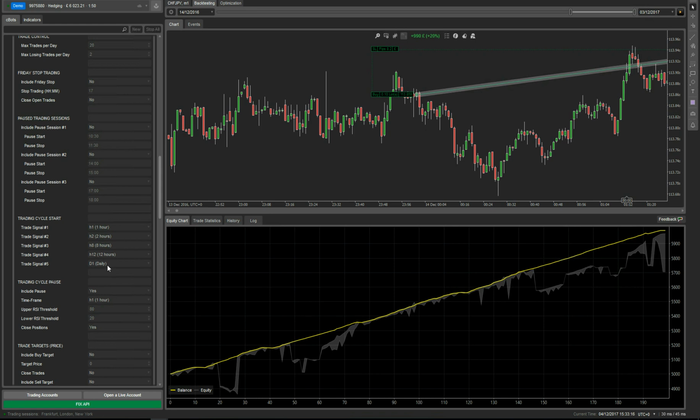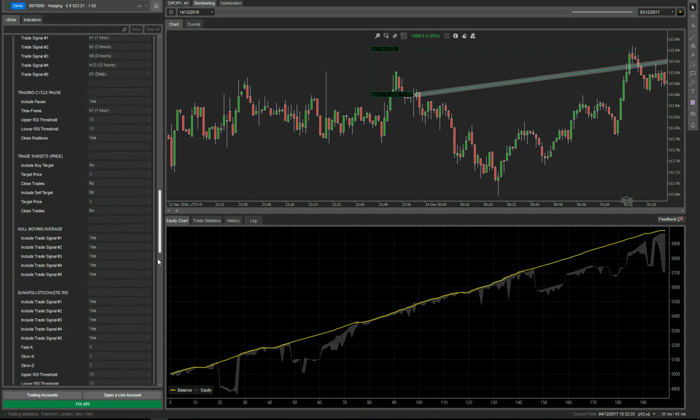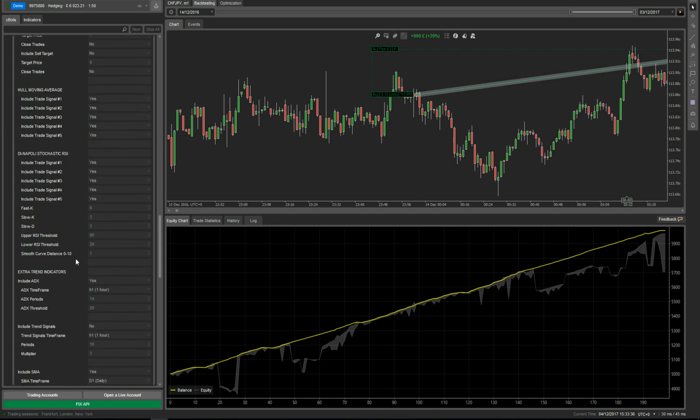If you go up to weekly, you'll notice you have a lot less trades, but the drawdown is low. So the more trend indicators you use, the less trades you get, lower drawdown, but also lower profit. And then one of the other things we look at modifying is the smooth curve distance. That's explained in the DiNapoli indicator product page. You can look up on that, what that actually does.